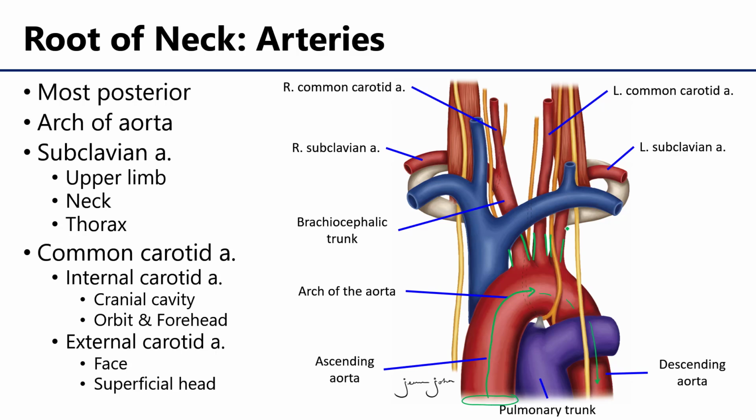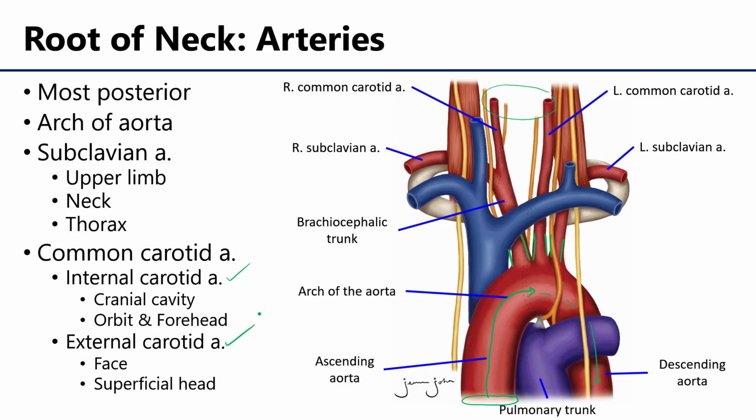So those common carotid arteries there and there are going to ascend the neck through the carotid sheaths, and then they're going to bifurcate into the internal and external carotid arteries. The internal carotid arteries serve predominantly the cranial cavity and brain. They will exit to serve the orbit and forehead and anterior scalp with blood, whereas the external carotid arteries are going to serve the neck, the face, and the superficial head with blood.